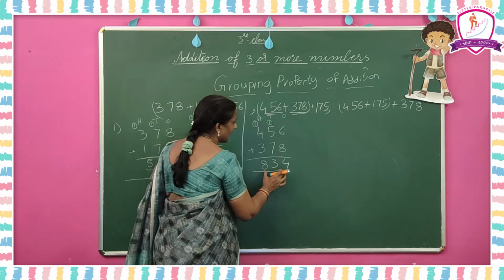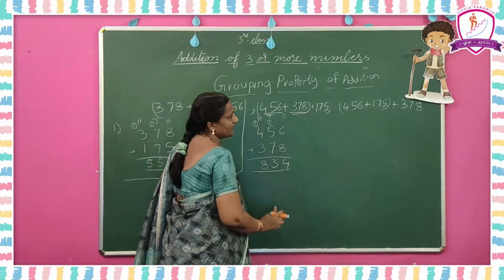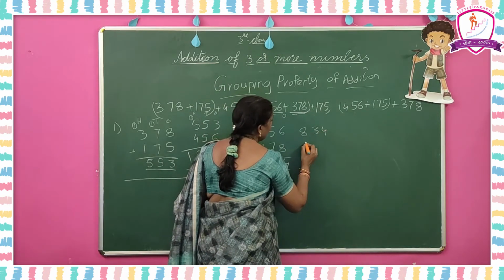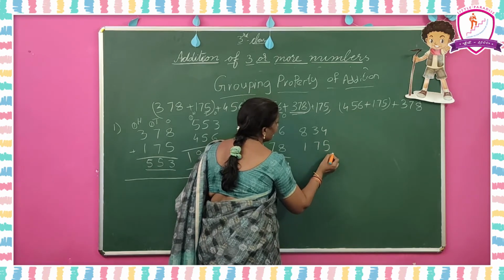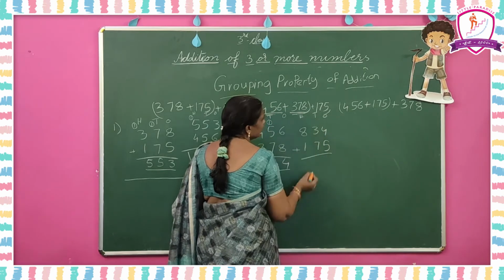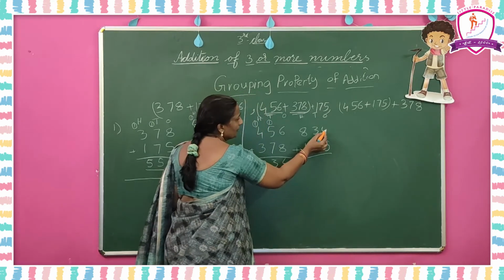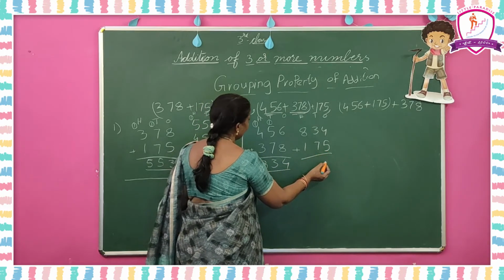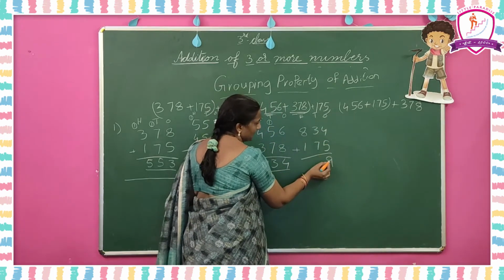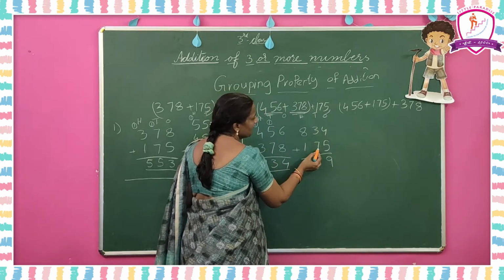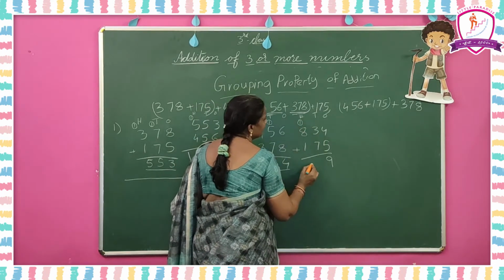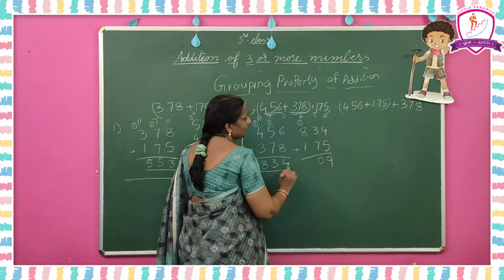We have to add 834 and 175 now. Take the plus symbol, ones, tens, hundreds. Now we have to add the ones column. 4 plus 5 is 9. We write 9 under the ones column. 3 plus 7 is 10. So take 1 as carry forward in the hundreds column, write 0 under the tens column.